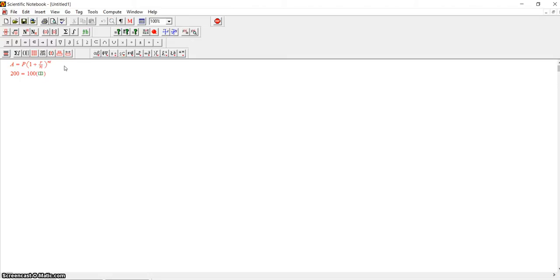And then we're going to have 1 plus, it said our interest rate was 3%. So that's 0.03. Compounded quarterly, that's a 4. Raised to the 4t.